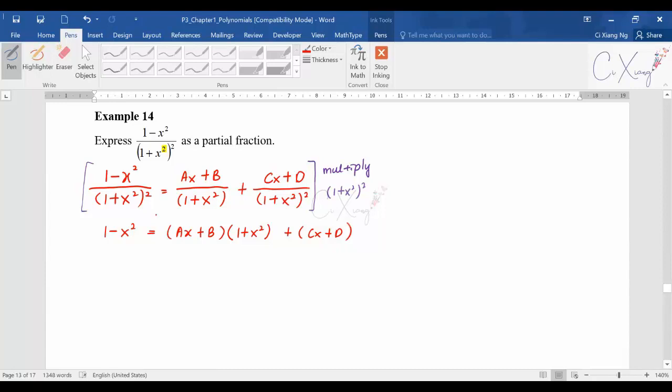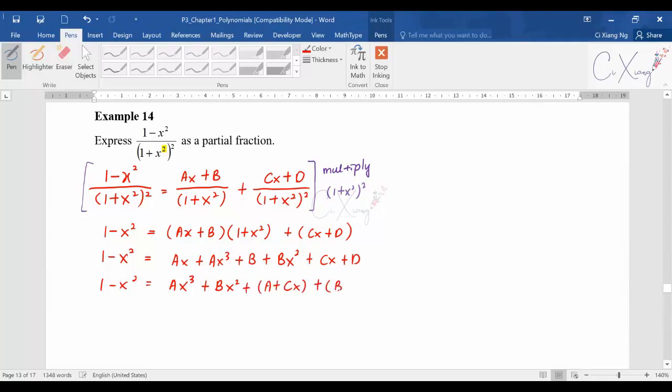What I suggest for a repeated quadratic factor is that the easier way is to do the comparison. To do the comparison, you need to expand everything. So you have ax plus ax cubed plus b plus bx squared, then plus cx plus d. After that, you group all the same powers of x together. So you have ax power 3, then bx squared, then a plus c times x, and then b plus d. And you compare the left hand side with the right hand side.